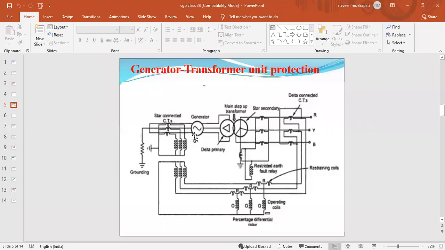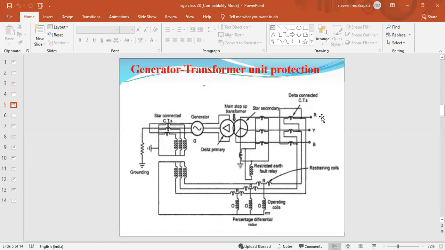Under normal operating condition, that means no fault condition, the algebraic sum of these currents is equal to 0. These zero currents will be flowing through the relay coil. Then in that case, the relay does not operate.